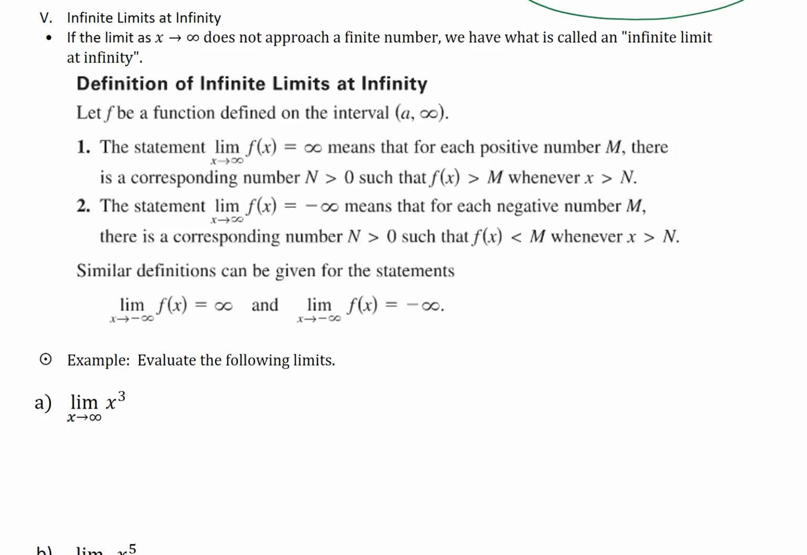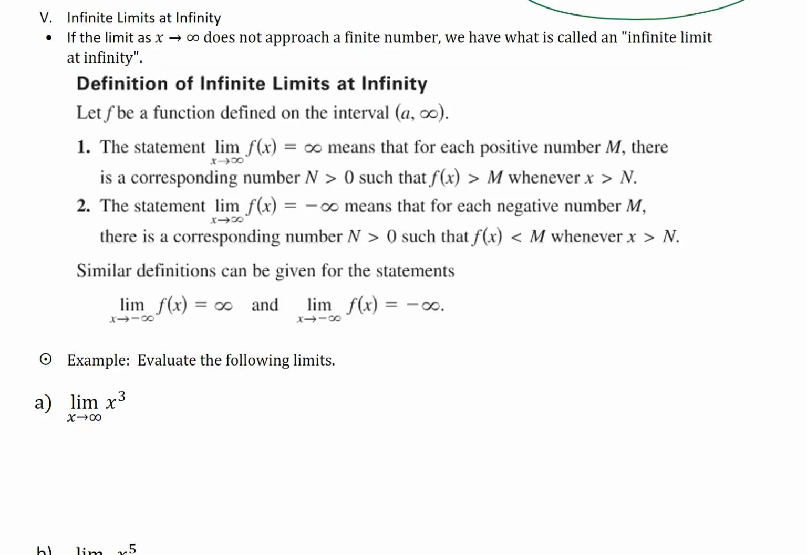So in this video we're talking about infinite limits at infinity, and we've already looked at some of these when we talked about those limits where the numerator kind of won the race in the battle towards infinity, so the limit did not exist. But if the limit as x approaches infinity does not approach a finite number, it's growing or it's increasing or decreasing without bounds, we have what's called an infinite limit at infinity.